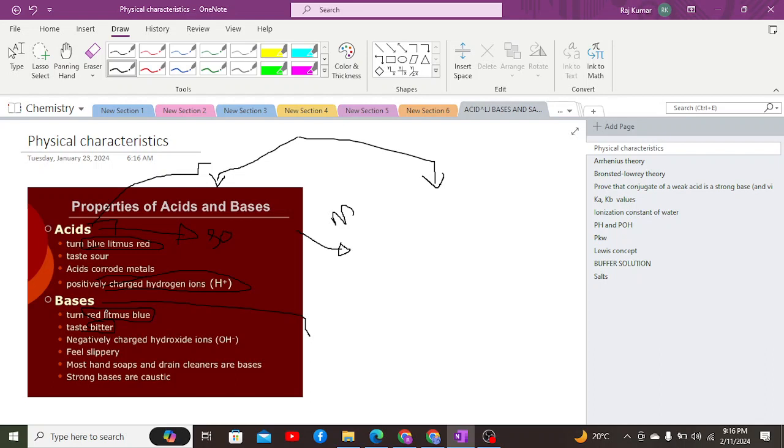When it comes to bases, they turn red litmus blue, and they have a taste which is bitter. They have negatively charged hydroxide ions, and these are slippery. Whenever we touch bases, these are kind of slippery. And most hand soaps and drain cleaners, all of these are bases. These are applications. Strong bases are caustic, such as sodium hydroxide, caustic soda. Sodium hydroxide, caustic soda, it is caustic, right? So these are some characteristics.